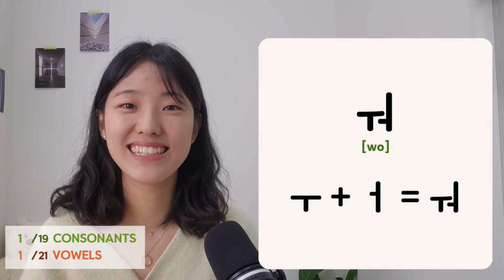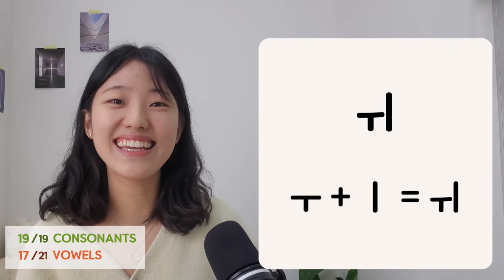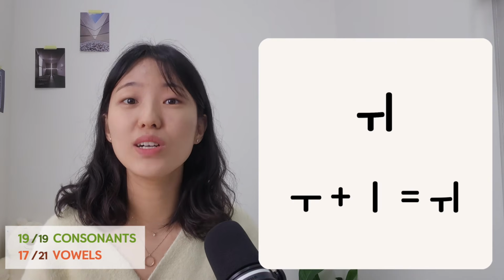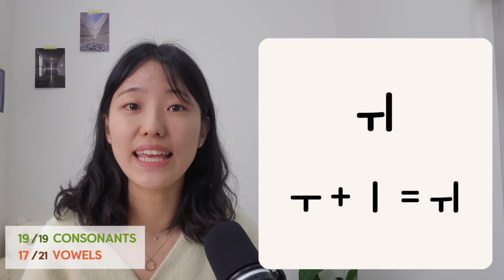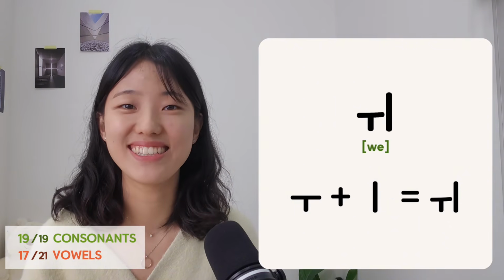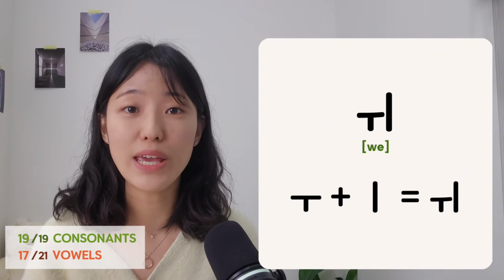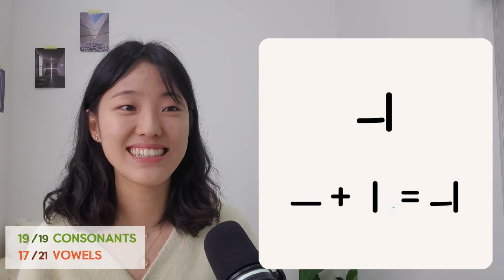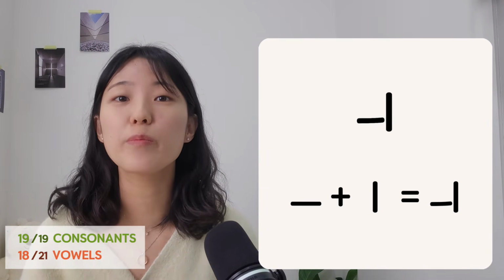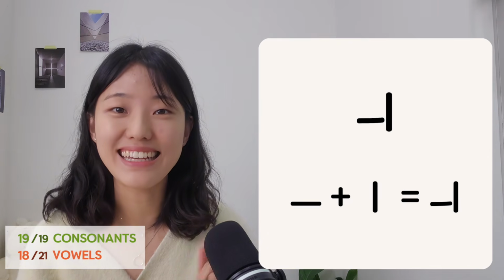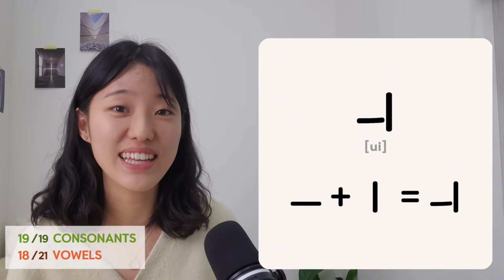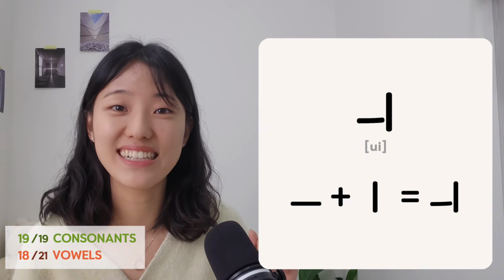And next, oo and e from I see. So oo, e, we. This makes a we sound. And the next, ooh and e from I see. So we. This one is hard to pronounce, but you will get used to it as you hear more Korean words.